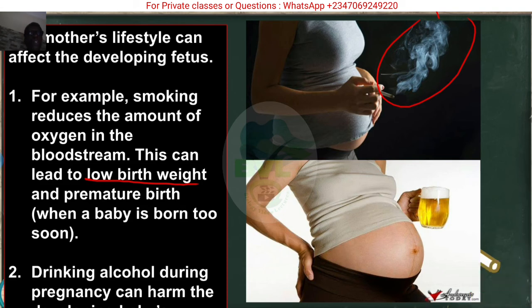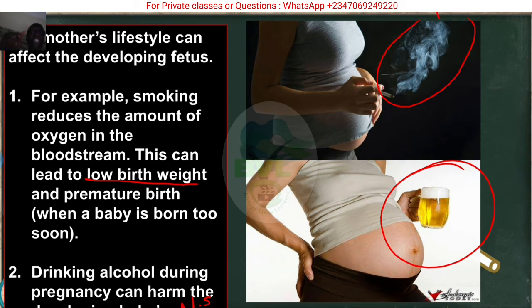Then also, if the woman drinks alcohol during pregnancy, it can harm the baby's developing nervous system. Seriously. And I mean, that's the brain and all of that. In fact, sometimes the baby can be a bit sluggish. Yes. But please hear this.